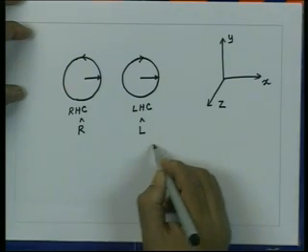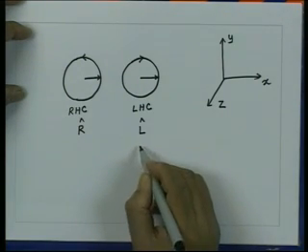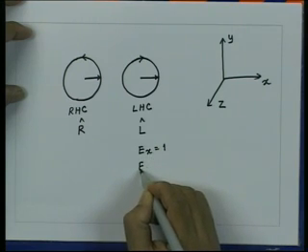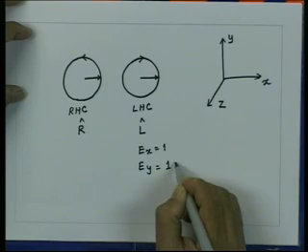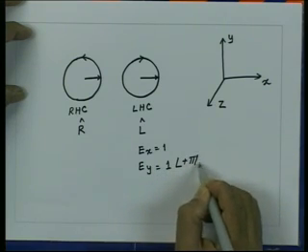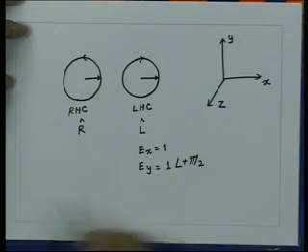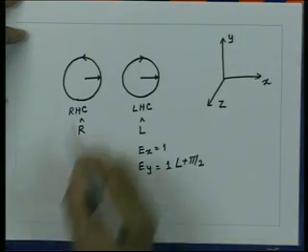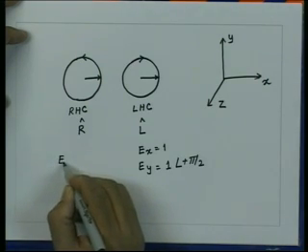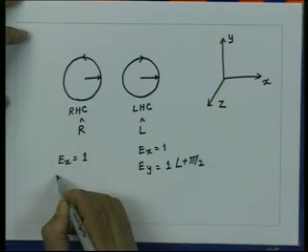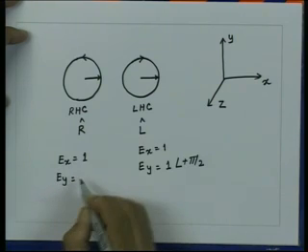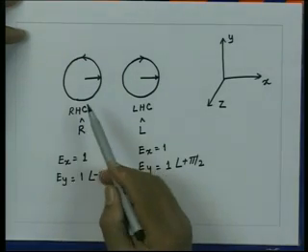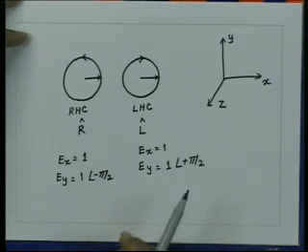So, in this case, if I consider Ex equal to 1 and Ey equal to 1 angle plus pi by 2, we will generate a left handed circularly polarized wave of unit amplitude. Similarly, for right handed, if we take Ex equal to 1 and Ey equal to 1 angle minus pi by 2, we generate a unit amplitude right handed circularly polarized wave.